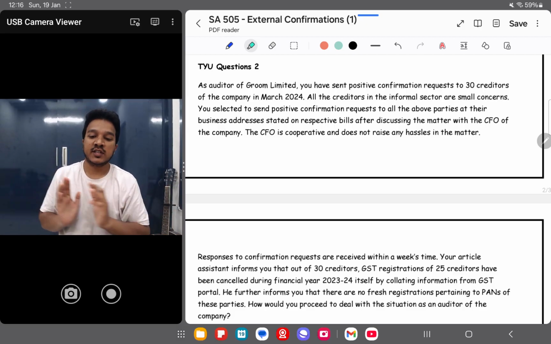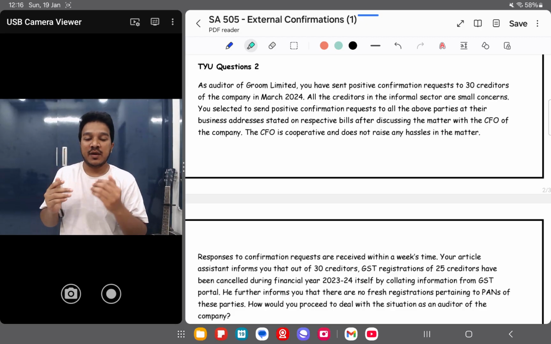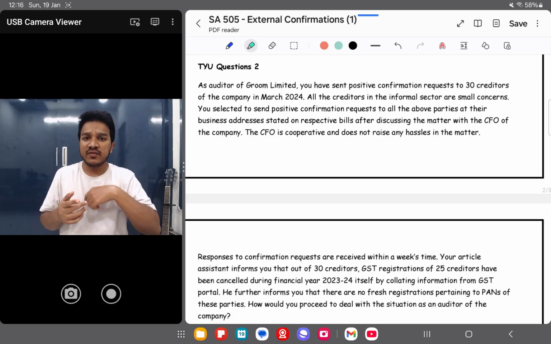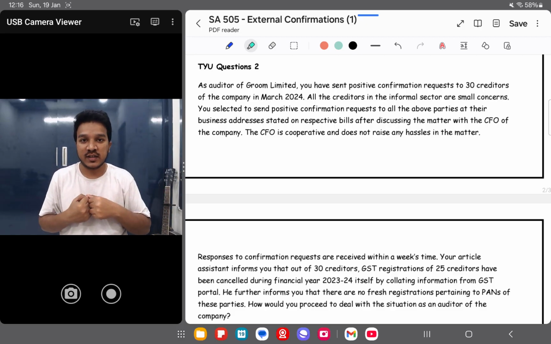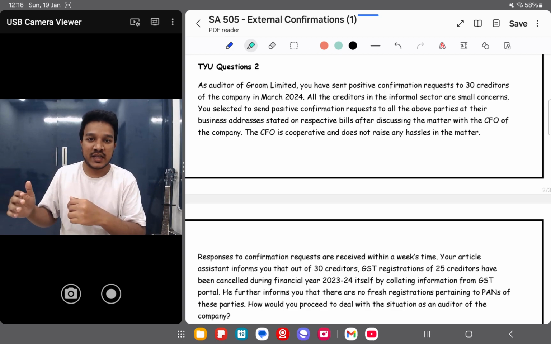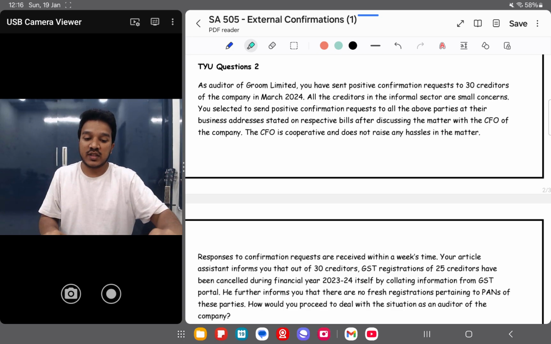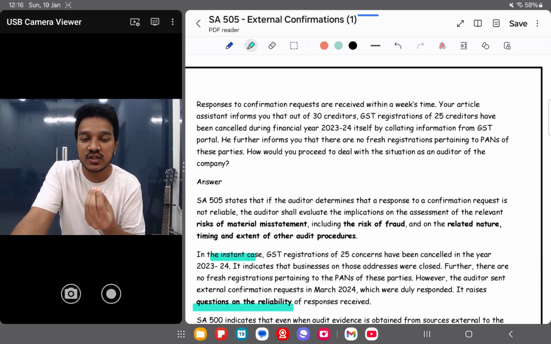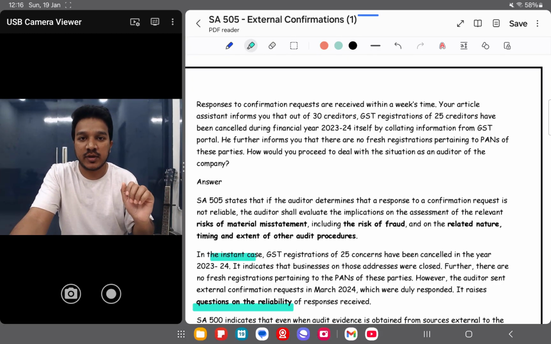The second question is about positive confirmation request. There were 30 creditors and the auditor has rolled out positive confirmation request, and immediately they have received responses from all the 30. But the article assistant has observed that out of 30, 25 creditors' GST registration has been cancelled, and they have not even applied for fresh registration. At the same time, confirmations were received from all the 30. As an auditor, it raises doubts about the reliability of the confirmations. So the question is, how do you deal with such a situation where you cannot rely on the external confirmation?